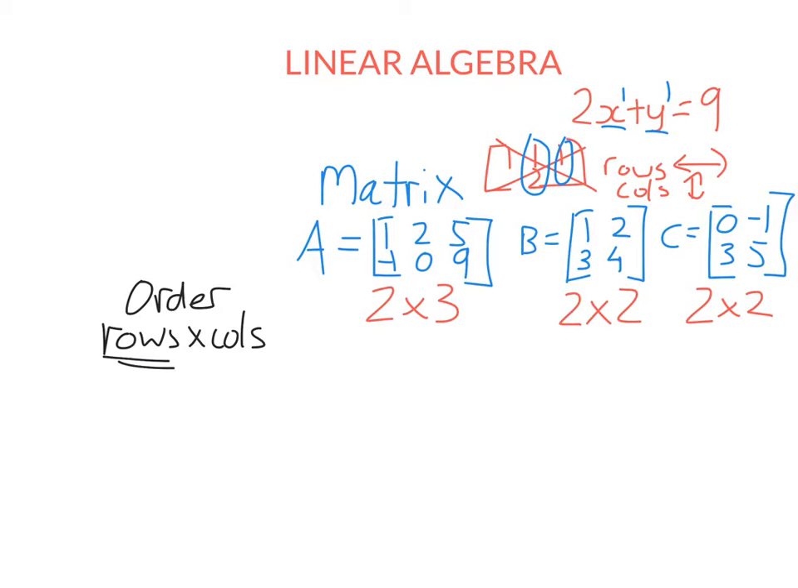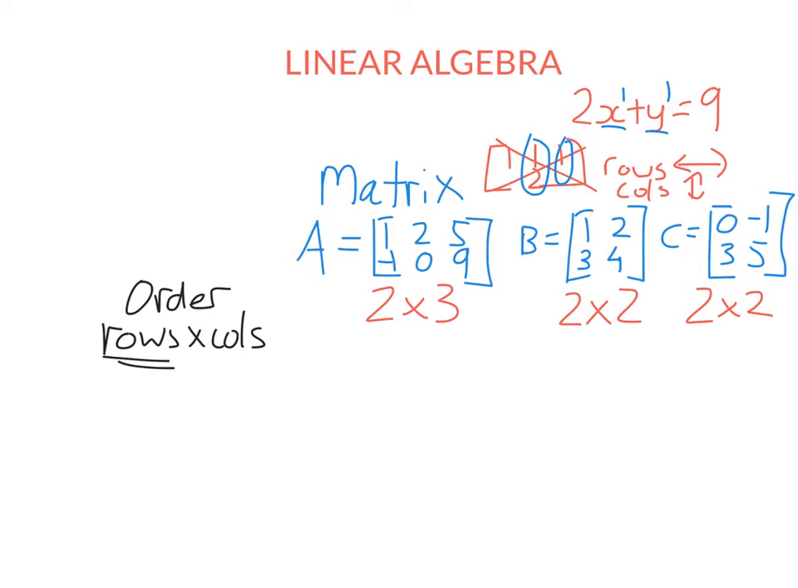So why is this definition important? Well, the order of matrices completely determines whether or not you can add, subtract, or multiply them. If the orders don't match up properly, and you'll learn what that means later, then you can't actually add them, subtract them, or multiply them. So order or size of a matrix is the number of rows times the number of columns.